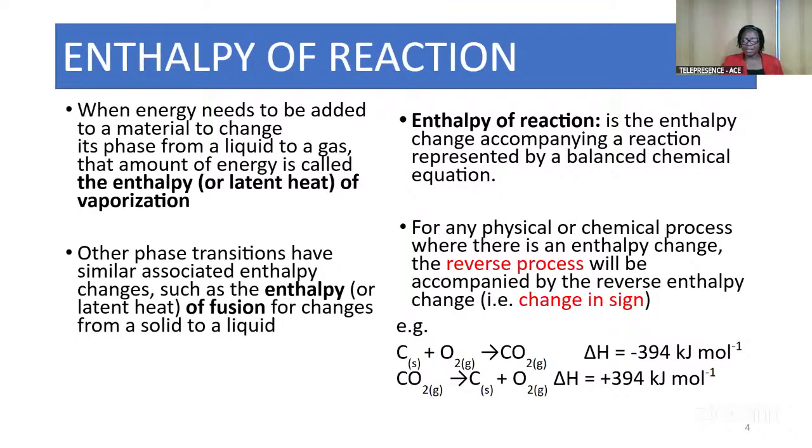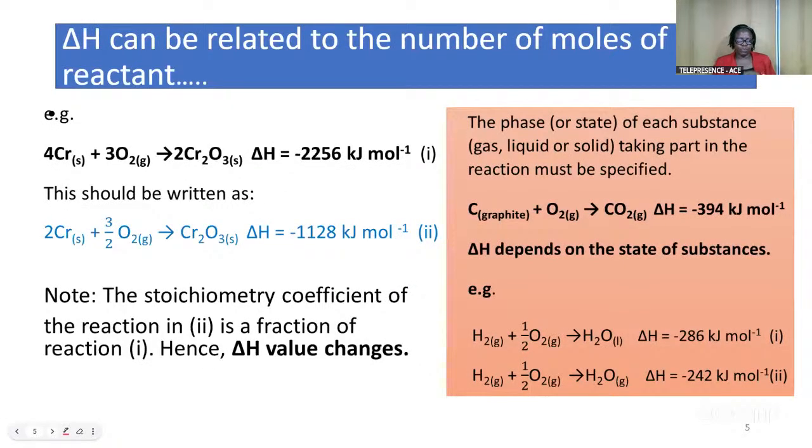If you reverse that process, that means you have CO2 giving you carbon and oxygen. The enthalpy magnitude is still the same, but the sign is different. And that makes the change. So that change is accompanied by this change in sign. Which means that while one is endothermic, the other is exothermic. So you need to bear that in mind as we go on. There are still other things you need to bear in mind.